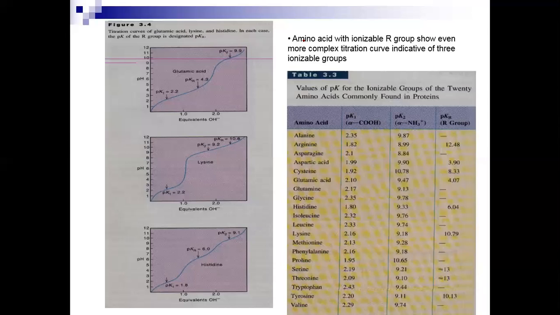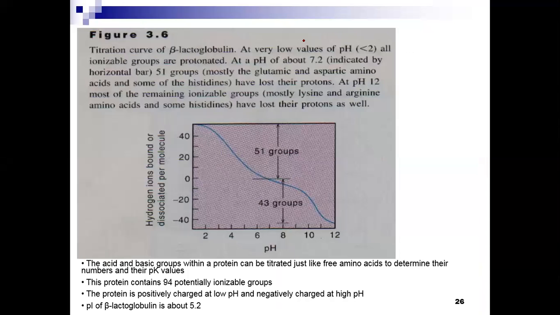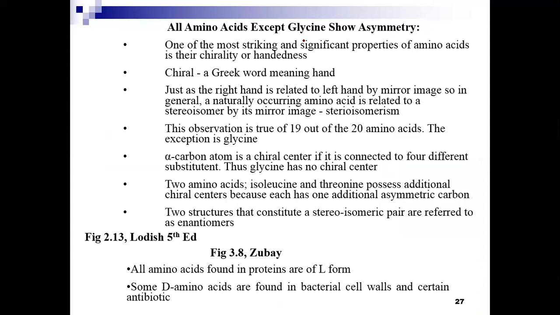This is the procedure of how we determine the pK values of the amino acid. These are the pK values of the different amino acids. Here you can see there are some amino acids which have an ionizable alkyl group. So the pK value for their alkyl group will be separate.